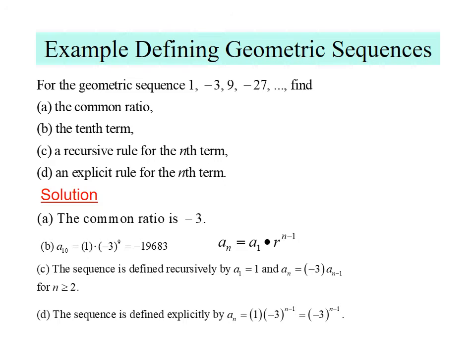And the last one is to find an explicit rule or formula for the given geometric sequence. The explicit formula for the geometric sequence is given by an is equal to a1 times r to the power of n minus 1. We have everything: a1 is 1 in the sequence, r is -3, which is the common ratio. So if you plug in properly, you will get the formula for the sequence an is equal to -3 to the power of n minus 1.